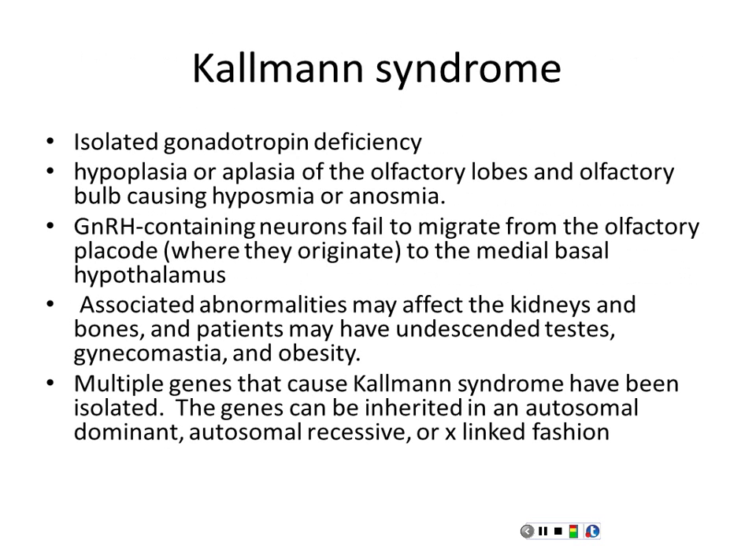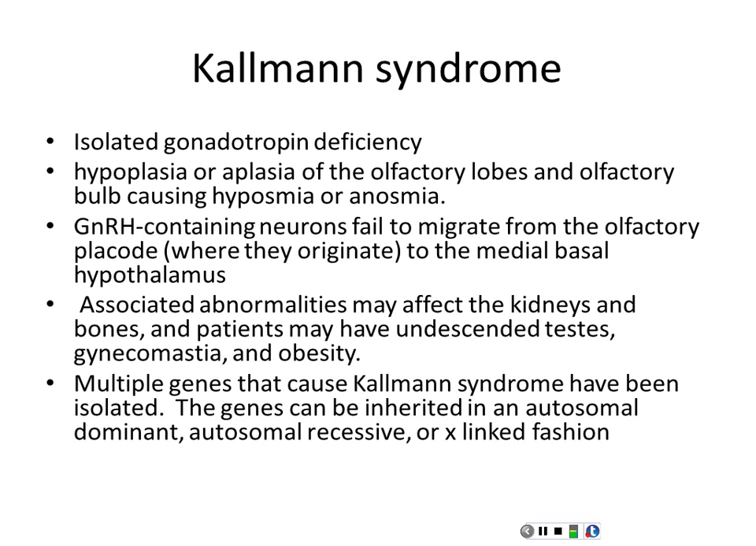Another syndrome where you can have some sort of insufficiency is Kallman syndrome. There's isolated gonadotropin deficiency, and the reason why this occurs is because of hypoplasia or aplasia of the olfactory lobes and the olfactory bulbs, which cause hyposmia or anosmia. And the GnRH-containing neurons are initially formed at the olfactory placode, where they originate, and they migrate to the medial basal hypothalamus. And so if there's going to be hypoplasia or aplasia of the olfactory lobes, the GnRH-containing neurons are not going to form.